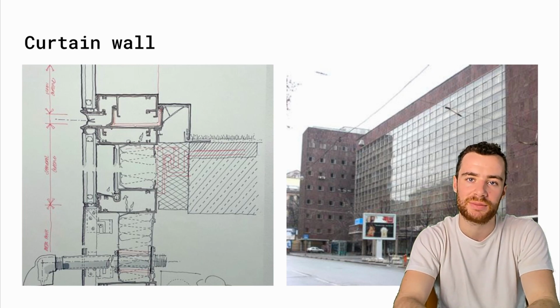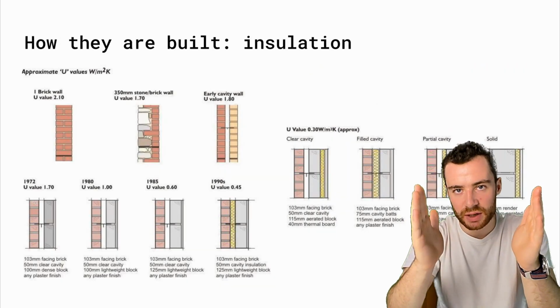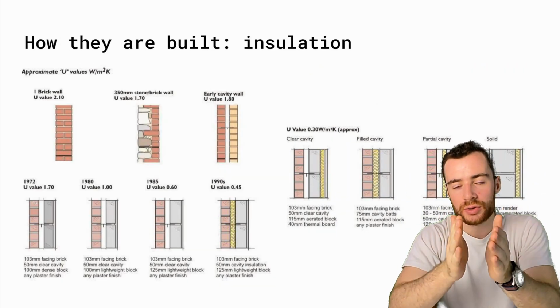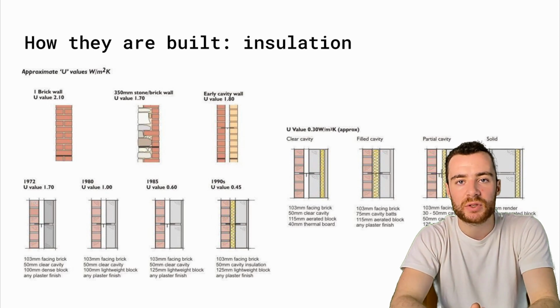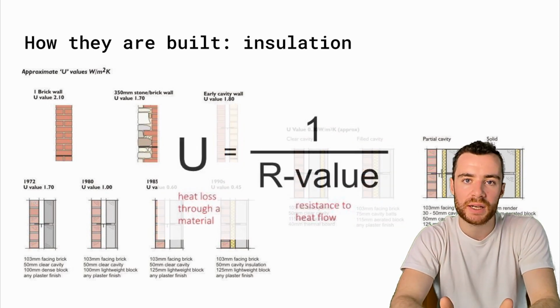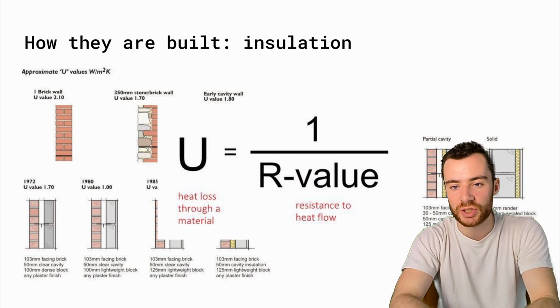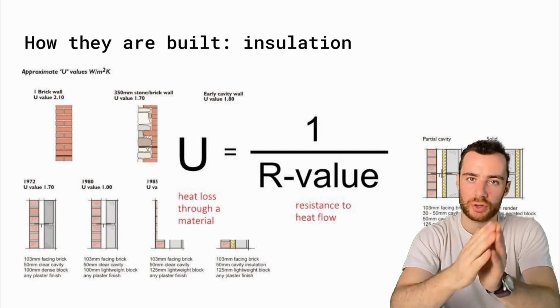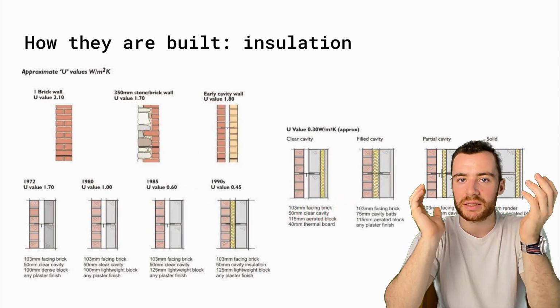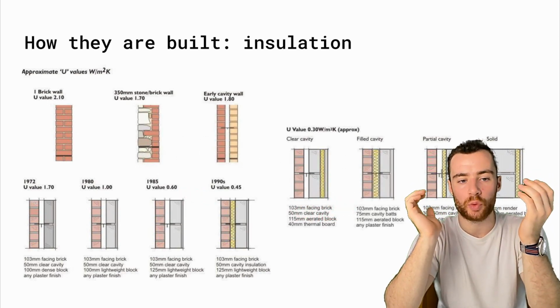Now, as we see through time, walls have slowly lost their thickness, and that's because we've been able to reduce our U value considerably. Now, the U value, or the thermal transmittance, is the rate of transfer of heat through a structure divided by the difference in temperature across that structure. The better insulated the structure is, the lower the U value will be.